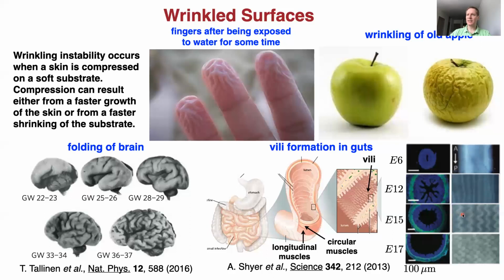And then what's happening is that these zigzags serve as a template on which these villi, these bumps, will then grow, right? So again, these simple wrinkling instabilities can be used to form these various kinds of patterns.